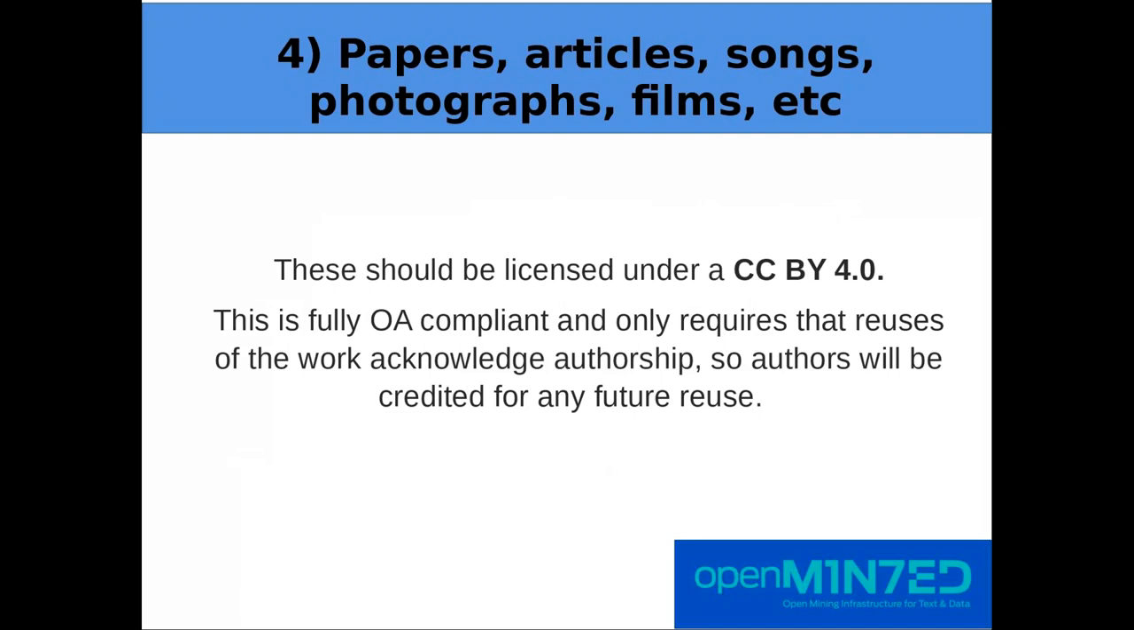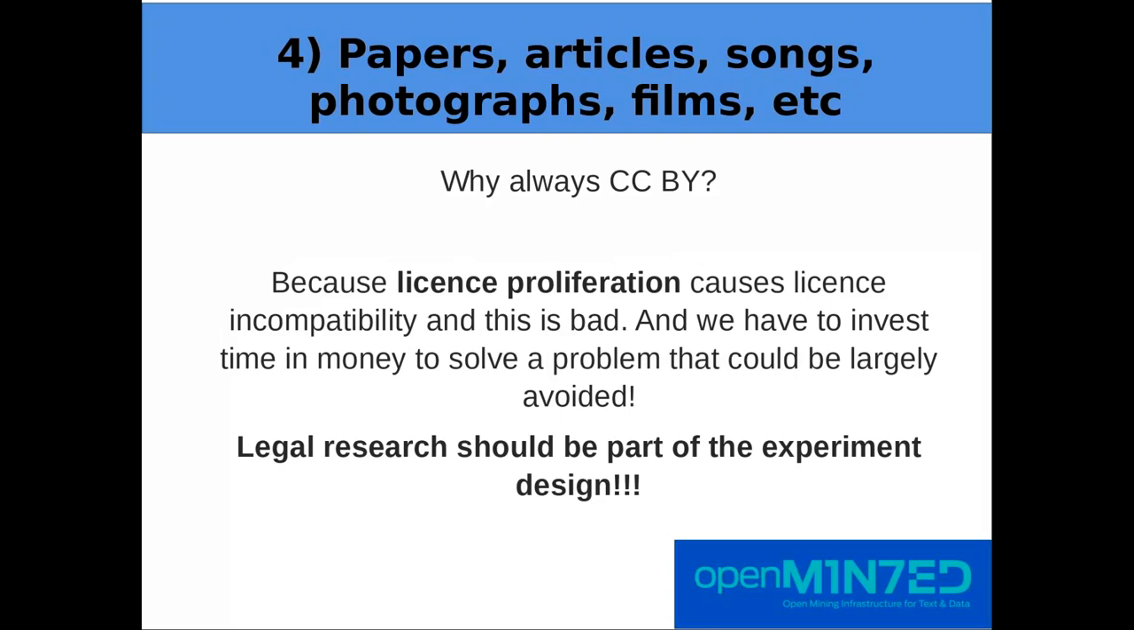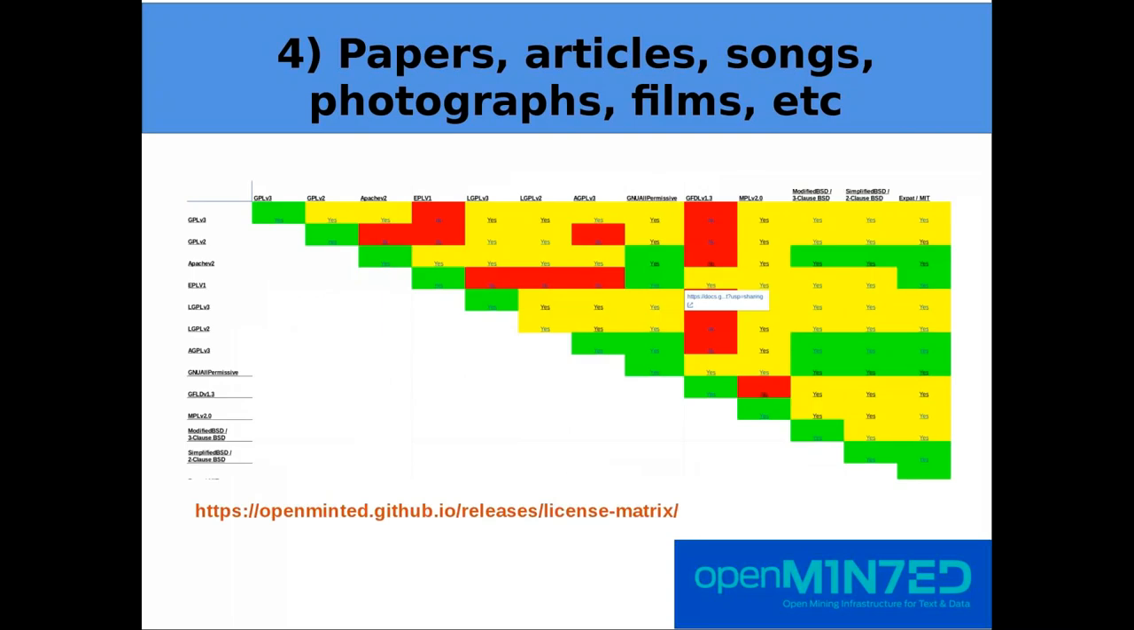Papers, articles, songs, photographs, etc. We, as said, recommend again the same license, CC BY 4.0, for the same reasons that we have already seen. We already analyzed the reasons why it's so important and so good to use a CC license, so we don't need to discuss this again, but please feel free to ask any question you may have. License proliferation is a problem which we try to address in OpenMinded through a license compatibility matrix. Now we have a calculator that does that automatically. So please refer to the OpenMinded website if you want to know more about this.